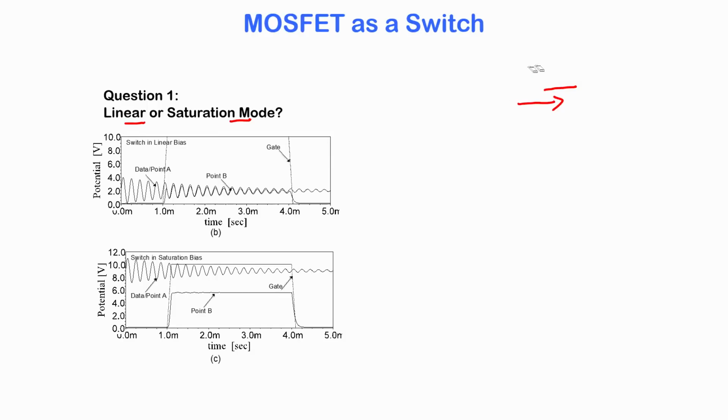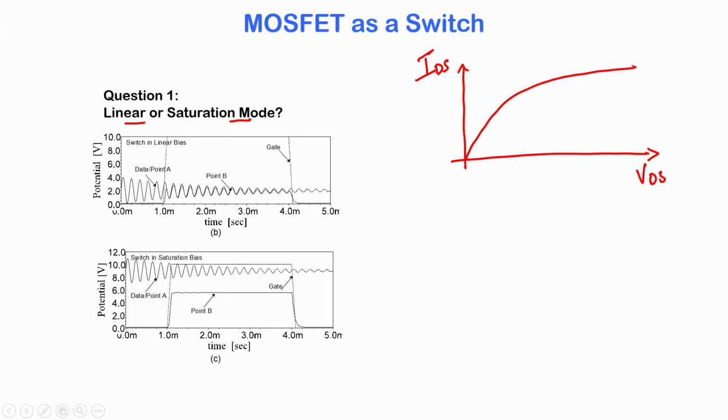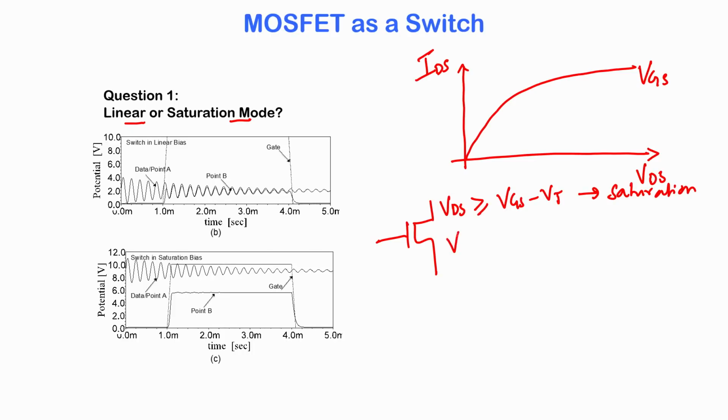So, just to recollect, what is the linear and what is the saturation mode of operation? You have the output characteristics of the MOSFET, IDS versus VDS, and let us say it looks like that. For some particular VG, when VDS is greater than or equal to VGS minus VT, the MOSFET is in saturation mode of operation, and when VDS is less than VGS minus VT, we say that the MOSFET is in linear mode of operation.